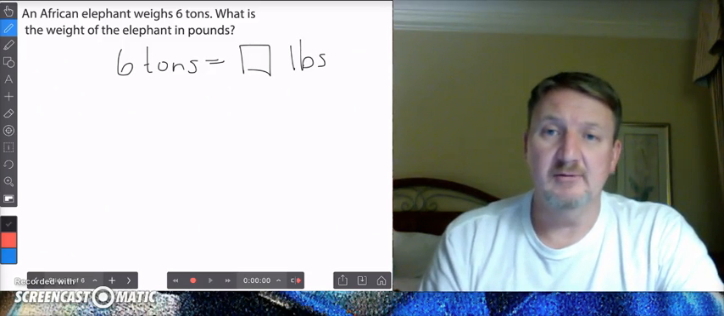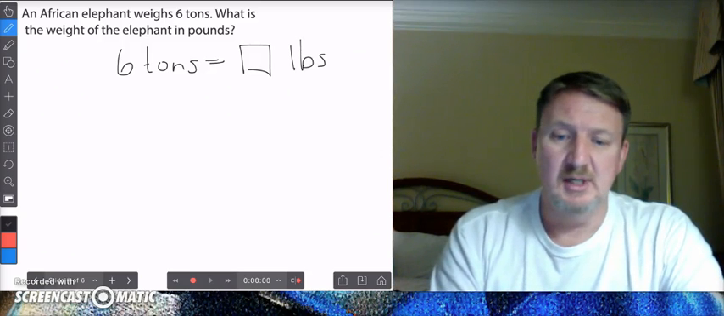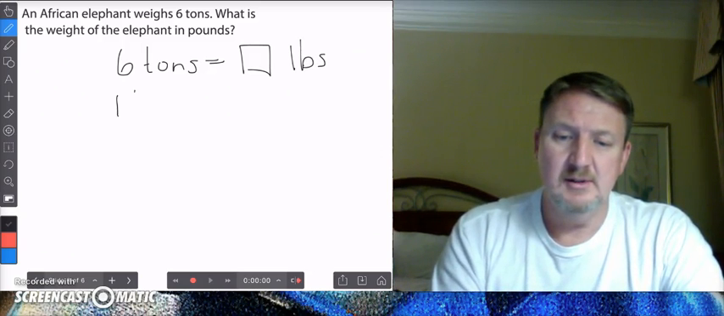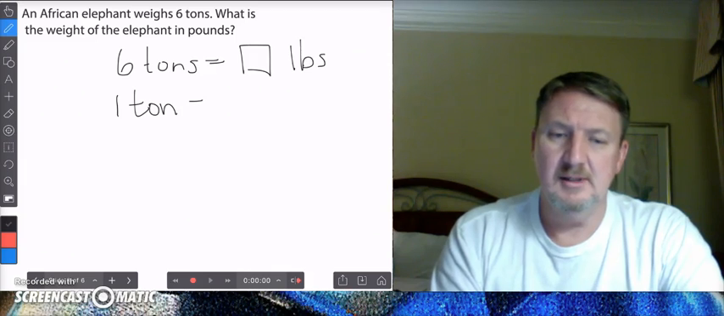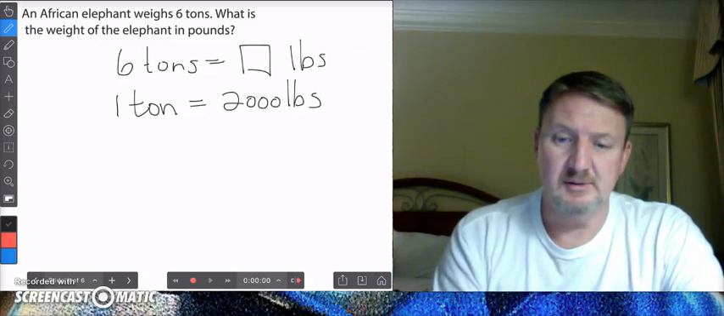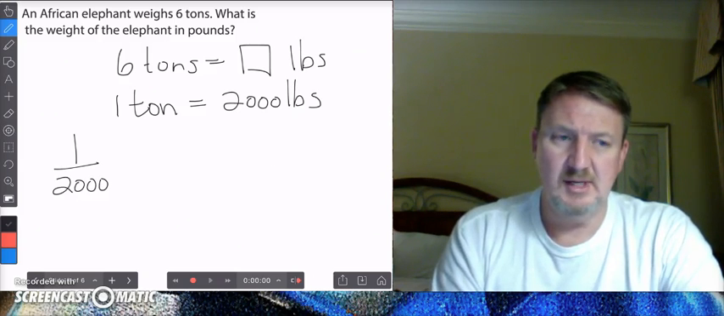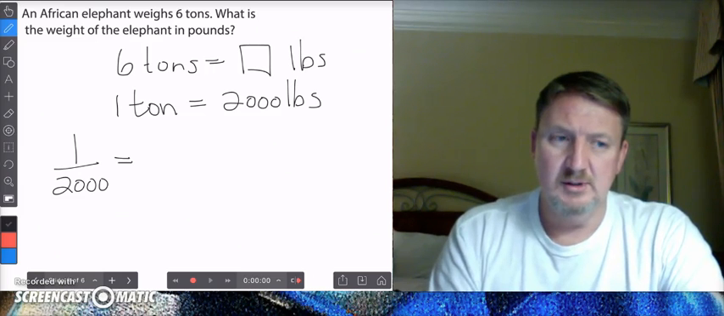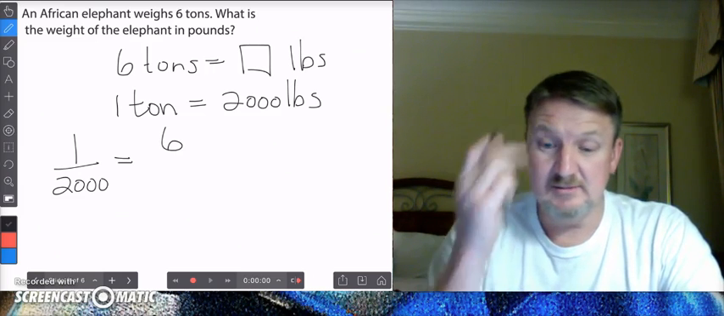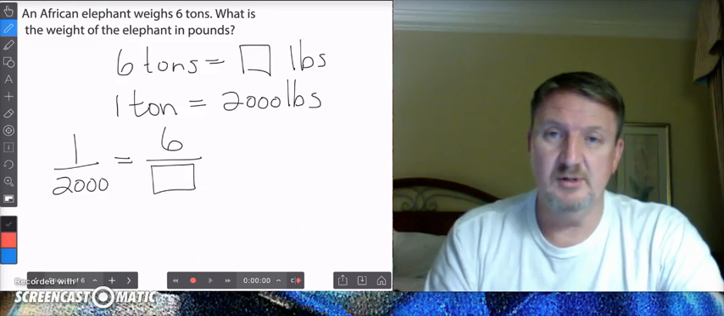So I look back at that conversion chart. You should become very familiar with this thing so it helps you in future problems. But I know that 1 ton equals 2,000 pounds. Okay, so I'm going to use that conversion. This ratio of 1 ton to 2,000 pounds is equal to 6 tons and some unknown number. Okay, I don't know what this number is.